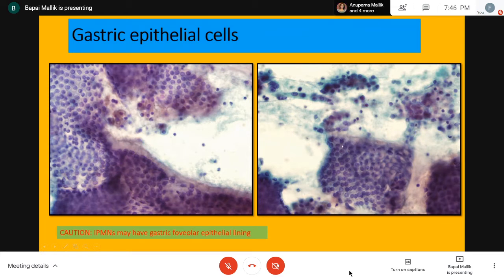And by looking at these cells, you should be able to say that these are gastric epithelial cells. Remember that one of the lesions that we are going to deal with a little bit later is intraductal papillary mucinous neoplasms. Very commonly, the lining epithelium is gastric foveolar type cells. So we have to be very careful that we are not confusing gastric epithelial cells with the cells of IPMNs. Okay, so this is a pitfall in diagnosis. IPMNs with gastric foveolar epithelial lining resemble gastric epithelial cells, of course, because that's what they are.